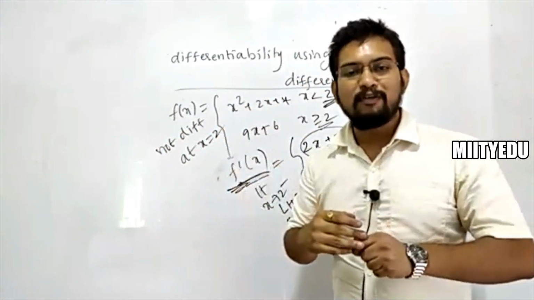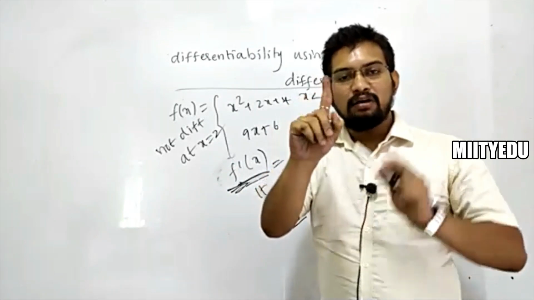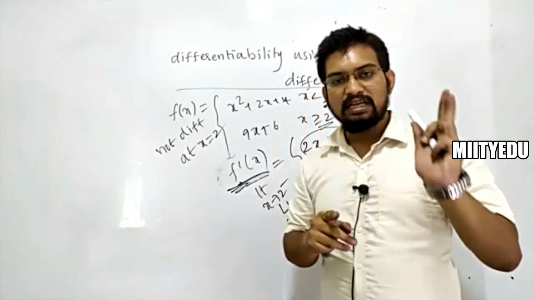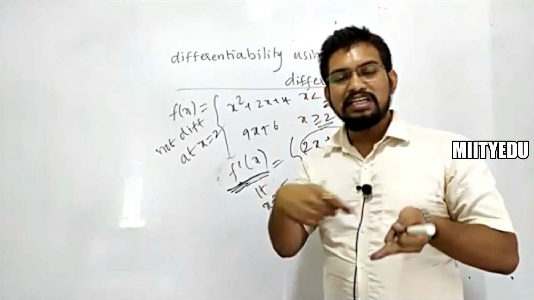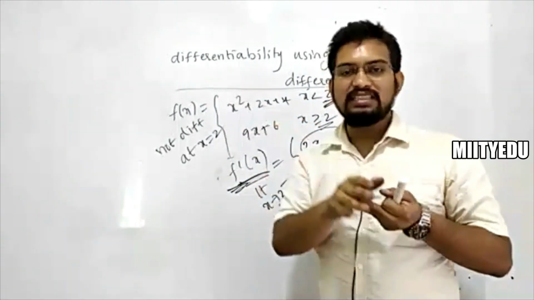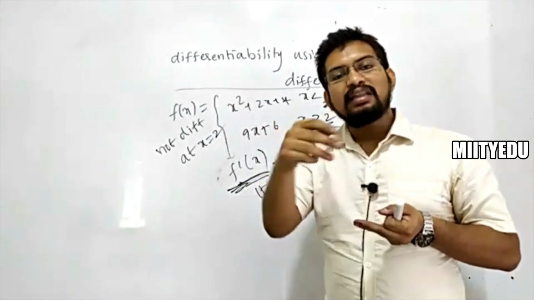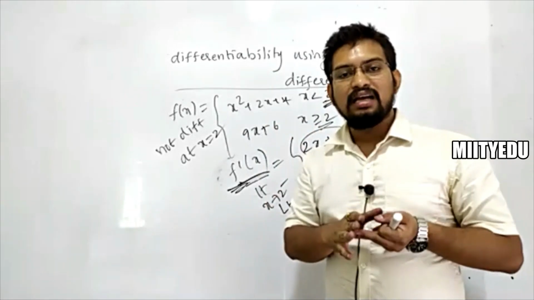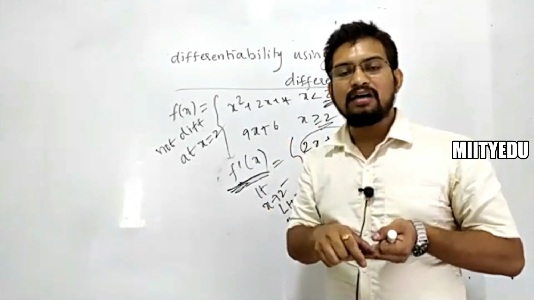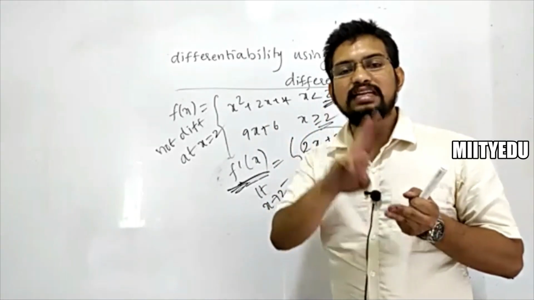So to sum up, first check for continuity. First step is continuity. What will be the next step? Next step is that by using our knowledge of differentiation, we'll differentiate that. Now for that differentiated function, we'll check LHD and RHD, or simply for that differentiated function, we'll check continuity.